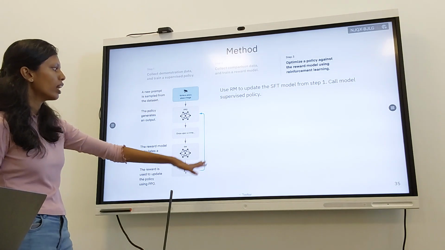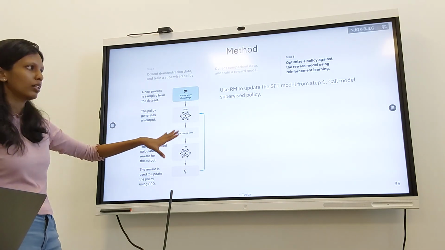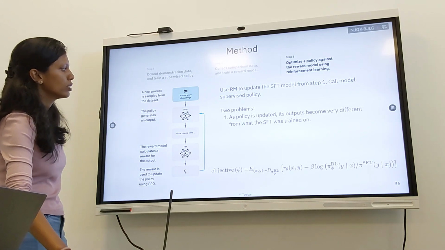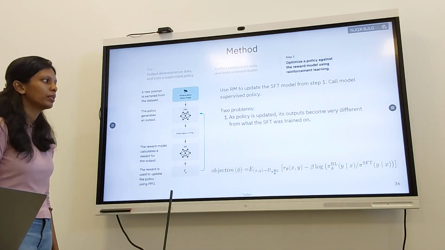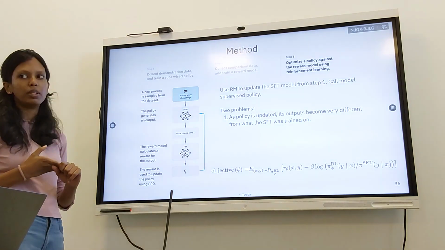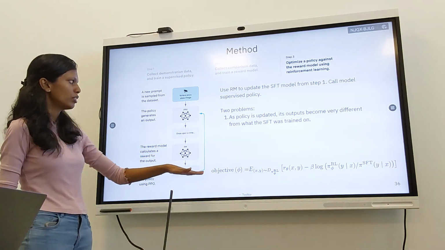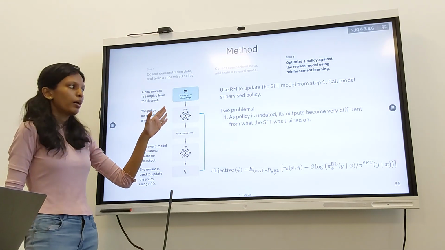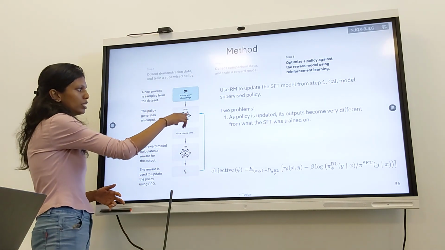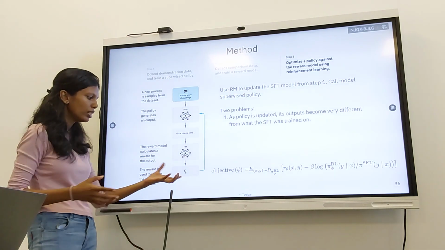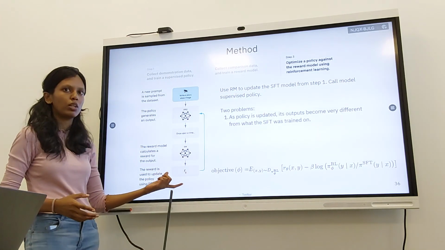So here is where the RLHF comes into play. In this step they have identified two problems. As you can see from this reward, this policy gets updated. What happens in this model is that they try to give out a response that maximizes the reward that we get from the reward model.